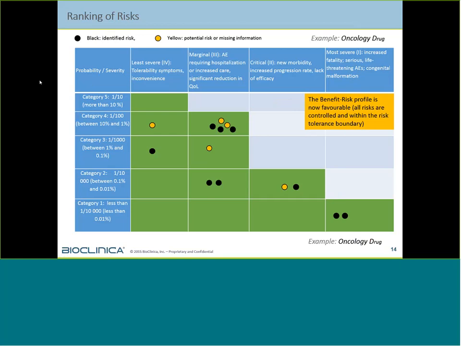Regulatory authorities love these graphs. If you have a graph in your risk management plan where you can put these spots in, they highly appreciate that. So when you manage, then the benefit-risk profile is favorable. All risks are more or less controlled and within the risk tolerance boundary. What you have to be careful of is that risks that are just on the edge of the risk tolerance boundary might jump into the area where the risk profile is not favorable anymore.